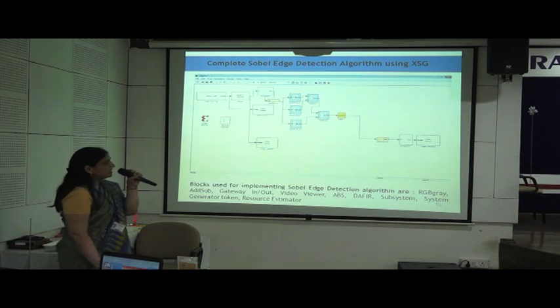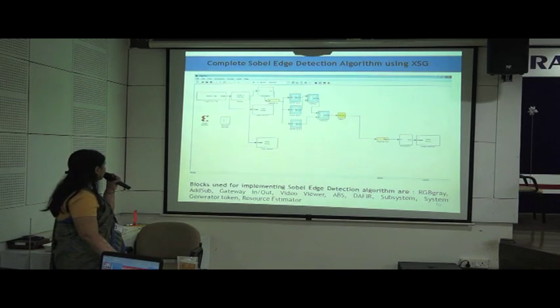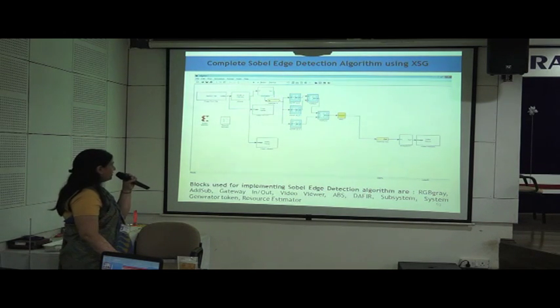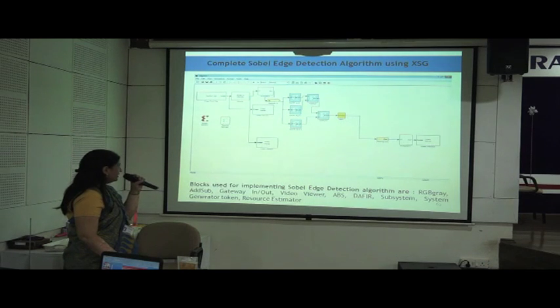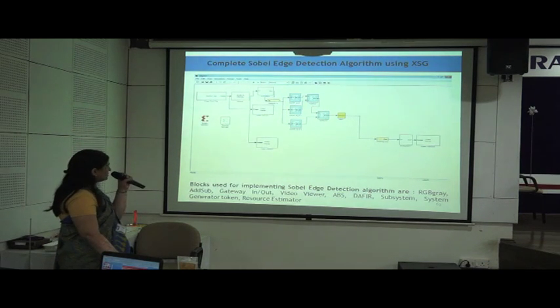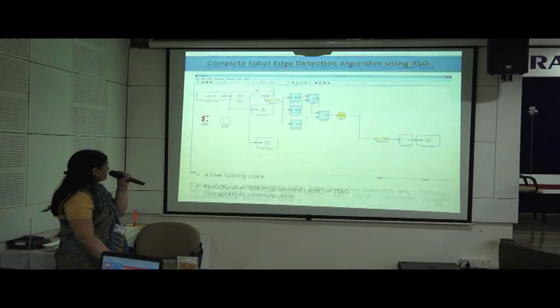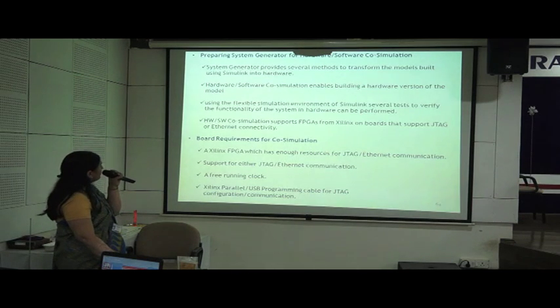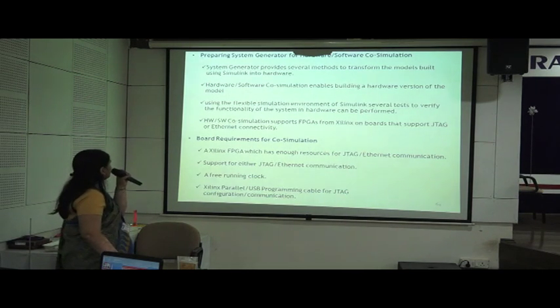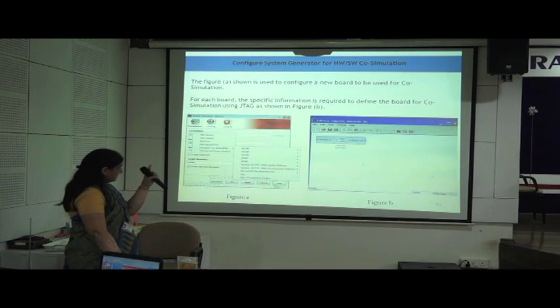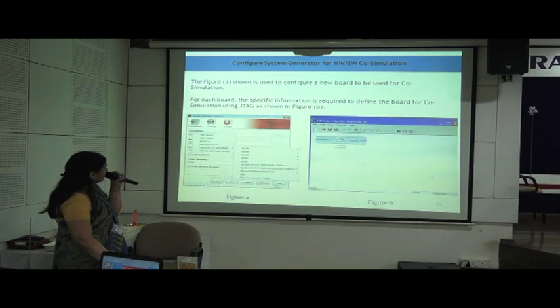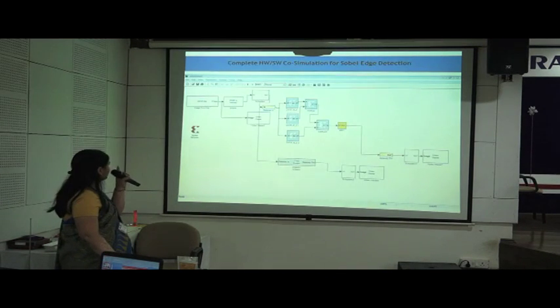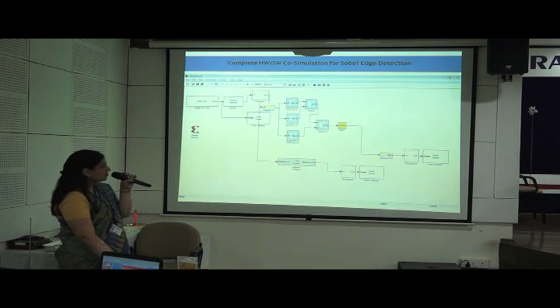So, this is a complete Sobel edge detection algorithm using System Generator, wherein the RGB to grey, Gateway In, Gateway Out, video viewer, absolute, FIR for filtering, subsystem, System Generator token and resource estimators are used for the design of this system. After the design in System Generator, the system is to be prepared for hardware software co-simulation, wherein this hardware software co-simulation block is developed as shown in this diagram, and this block is used in the System Generator design, wherein we will get the output results.